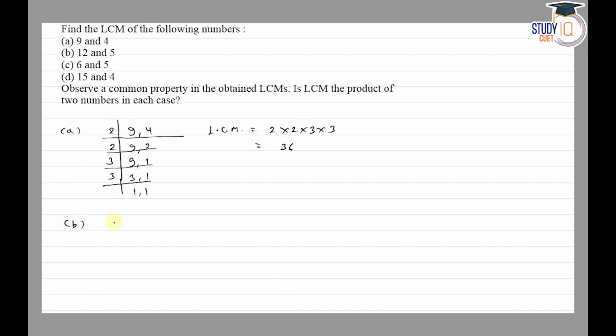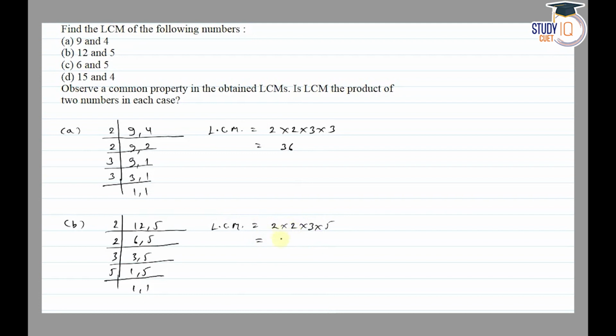B, 12 and 5. 2 6 5, 2 3 5, 3 1 5, 1 1 5, 1 1 1. सो LCM हो जाएगा हमारे पास 2 into 2 into 3 into 5 is equal to 3 5s are 15, 2s are 30, 2s are 60.